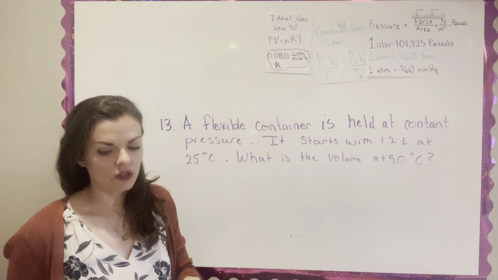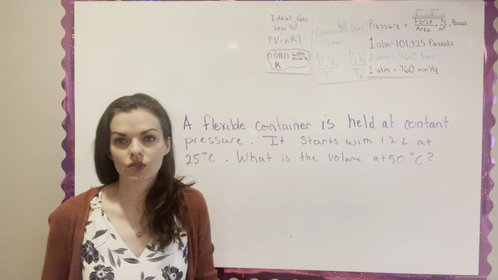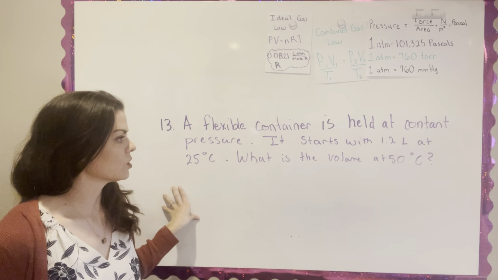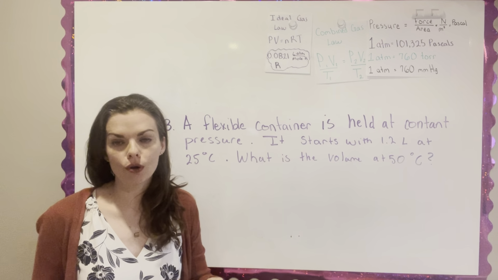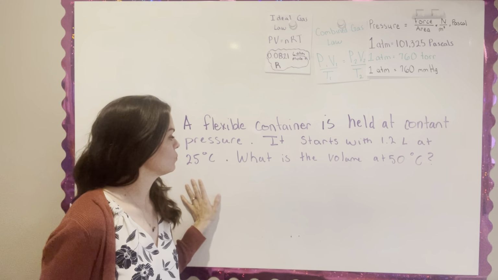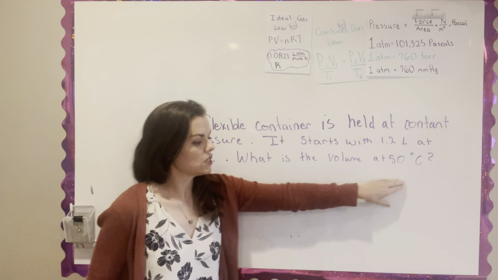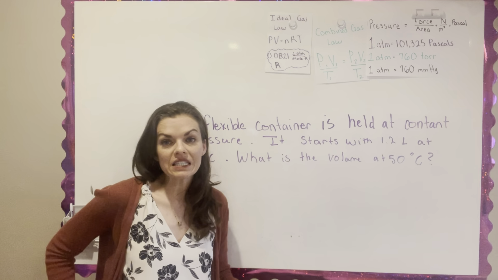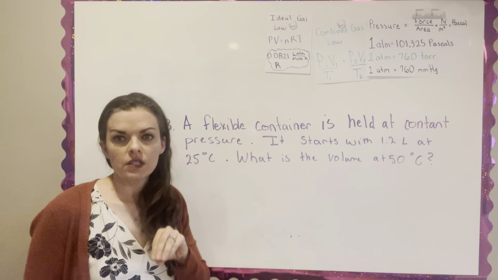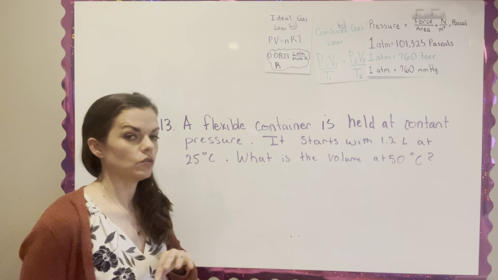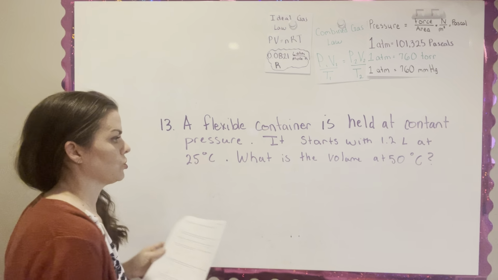Now, if you'll remember, this is a gas, and so we have to use kelvins. That way we don't put ourselves in the position of dividing by zero. And so we first have to convert 25 degrees Celsius and 50 degrees Celsius into kelvins. So stop, take a minute, go ahead and convert these two into kelvins, and then just double check yourself.